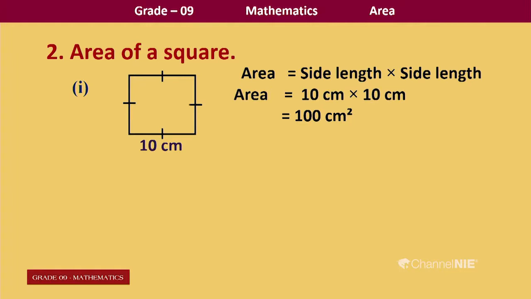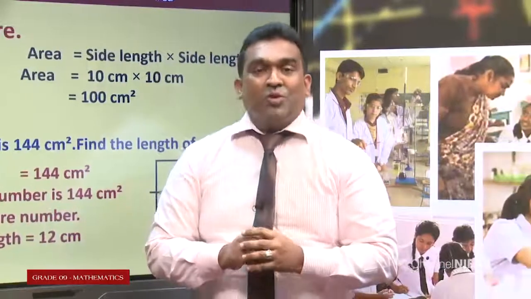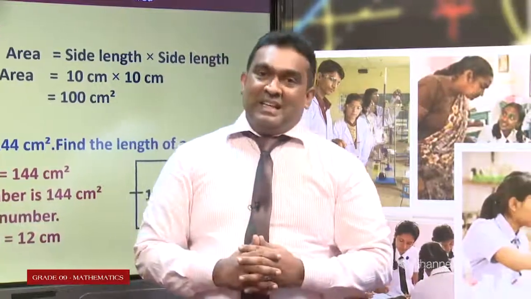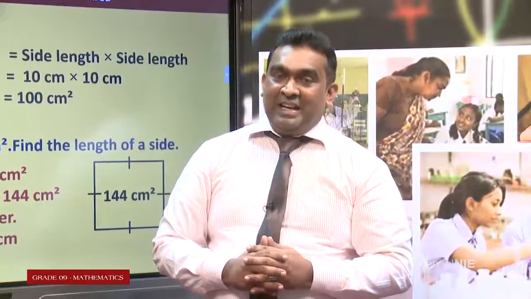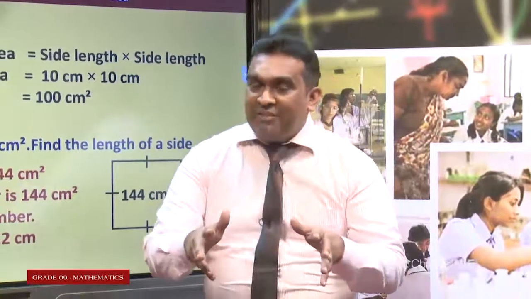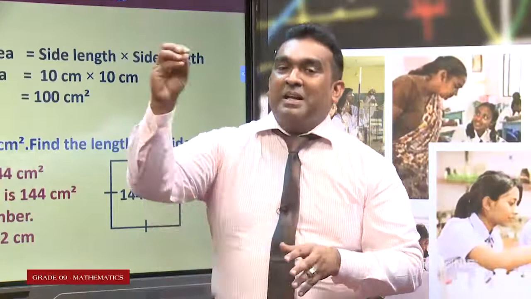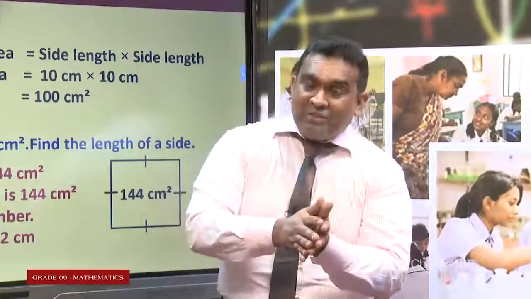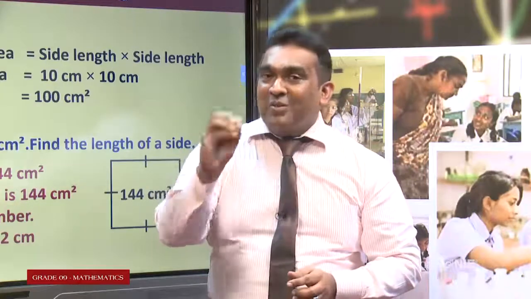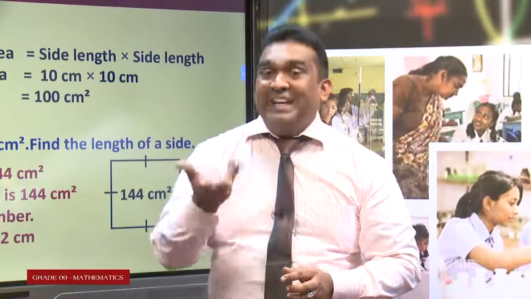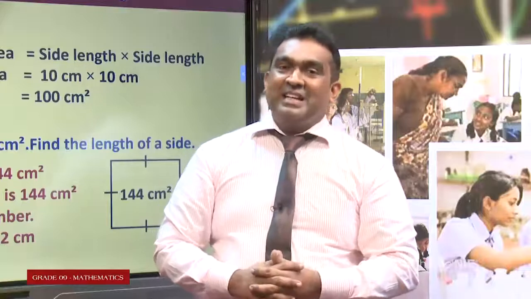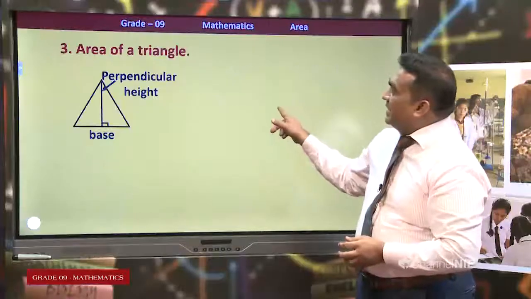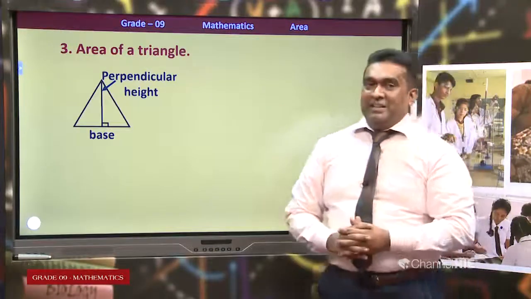Or otherwise, finding the square root of 144, then you can find out the side length. Right? If you want to find out area, what to do? Side length multiplied by side length. And if you want to find out the side length, what to do? Square root of area is the side length. Right. Now we can consider triangle.